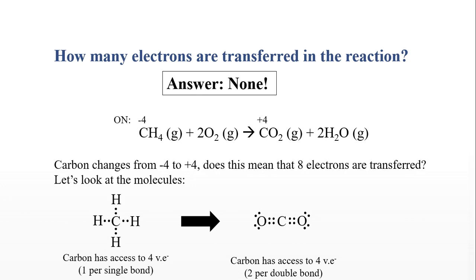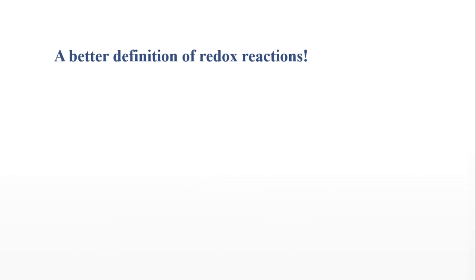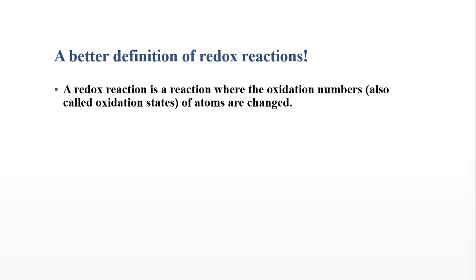But that complicates things, right? Because our definition for reduction before was gain of electrons, and our definition of oxidation from before was loss of electrons. But in this case, carbon neither loses nor gains electrons. So that's why I need to give you guys a better definition for what is a redox reaction. A redox reaction is a reaction where the oxidation numbers, also called oxidation states, of atoms are changed. Then we have redox reactions.